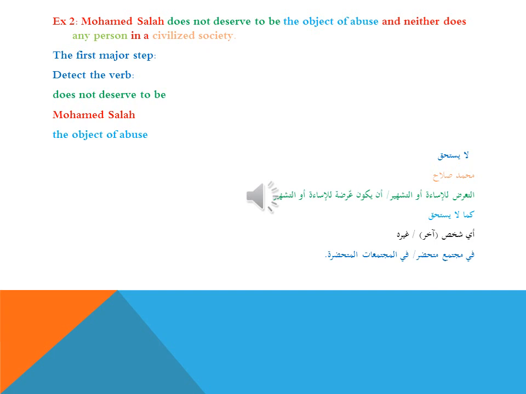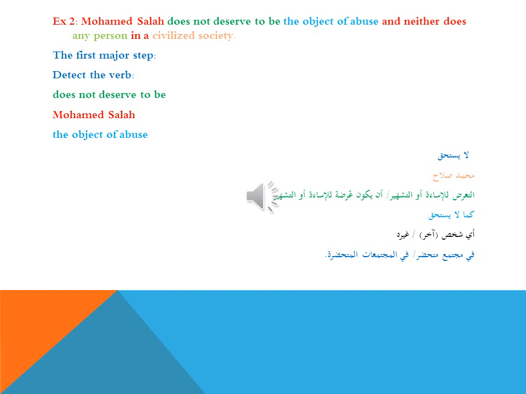This is the second example, which is Muhammad Salah does not deserve to be the object of abuse, and neither does any person in a civilized society. As we said earlier, the first major step is to detect the verb. لازم نحدد الفعل اللي هنبدأ بيه, which is does not deserve to be, لا يستحق أن يكون, followed by the subject اللي هو محمد صلاح, and finally followed by the object which is object of abuse.